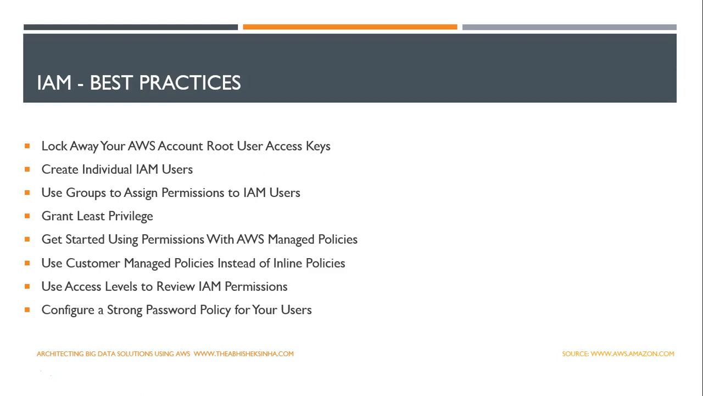The second one is create individual IAM users. For individuals you need to create separate user accounts in order to make sure who is doing what. You can get a trail of it and see who is doing what. Use groups to assign permissions to IAM users.